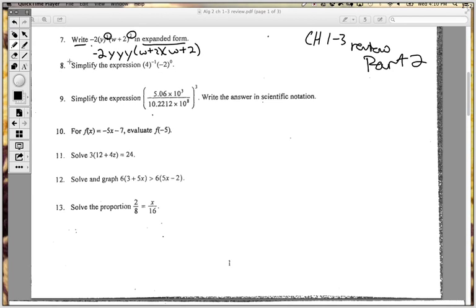All right, let's look at another one here. Number 8 says simplify the expression. Ooh, we got junky exponents. We got zeros and negatives. And how do we deal with that?